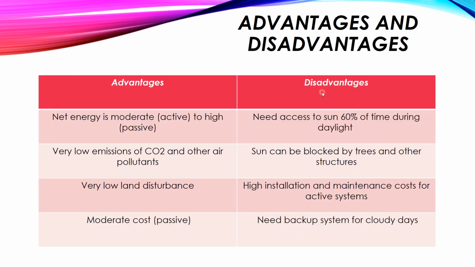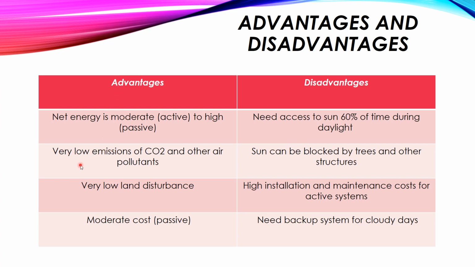So what is the advantage and disadvantage of these methods? The net energy is moderate in the active part and high in the passive. So the energy produced is moderate, medium amount of energy. However, the passive produces high amount of energy. Here the disadvantage is that we need access to sun 60% of time during daylight in order to, of course, collect all of the energy from the sun.